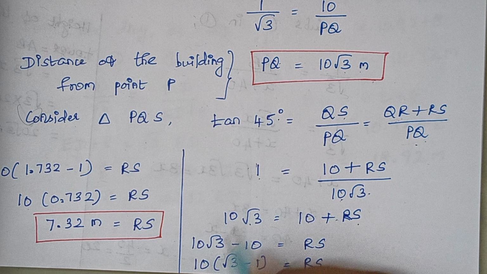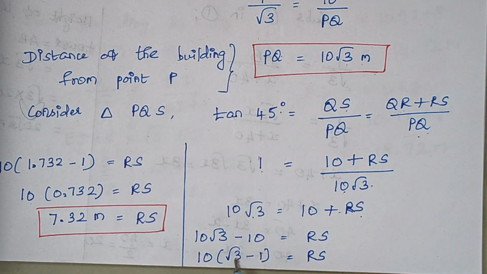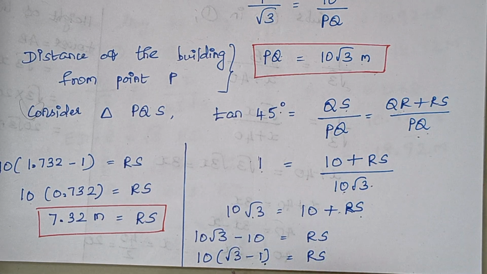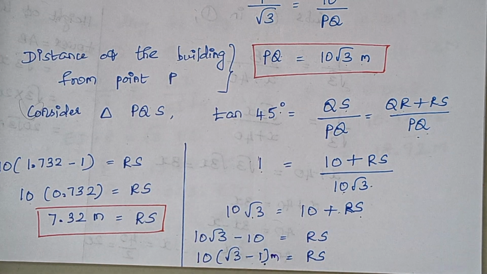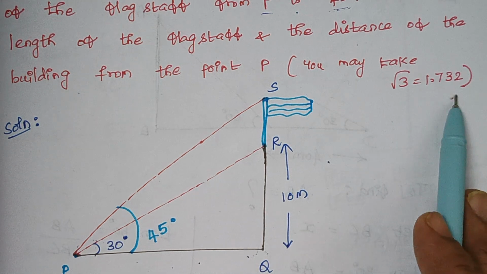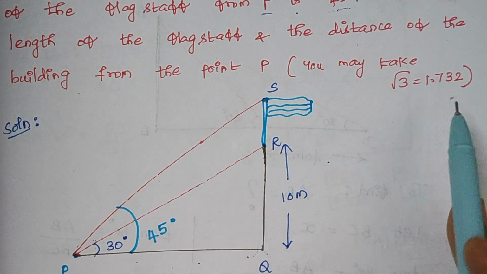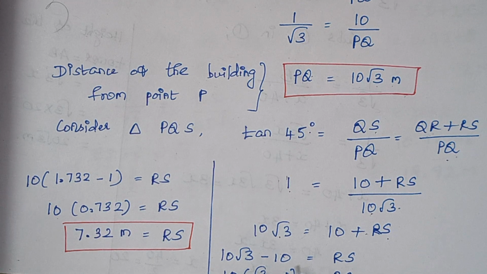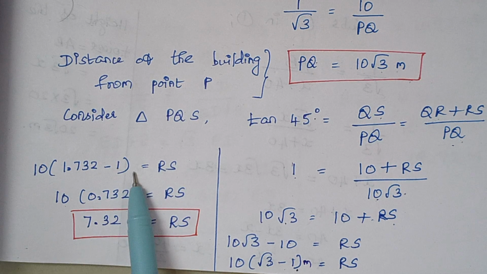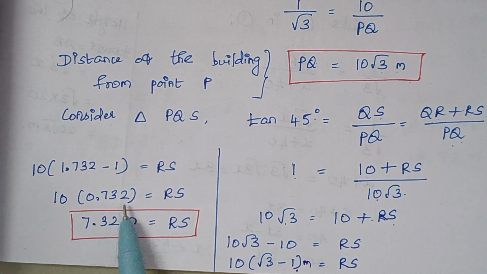When you take this 10 common outside, what is here? It is root 3 minus 1. So even you can end the problem like this. That is, RS is equal to 10 into root 3 minus 1 meters. Or you can further simplify, because in the problem they had given the value of root 3. You see root 3 is 1.732. So you have to substitute this value. Here it is root 3 minus 1, so root 3 is 1.732 minus 1, which is nothing but 0.732.